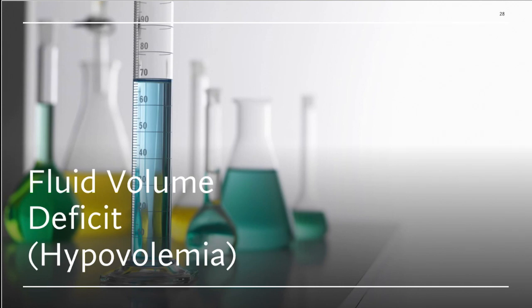Okay, so let's talk about what happens when we have too much or too little fluid in our system. First, we'll start out with fluid volume deficit, meaning we don't have as much fluid as we need. There's a deficit, right? We call that hypo, meaning less than or low, volemia, which is volume. So hypovolemia.